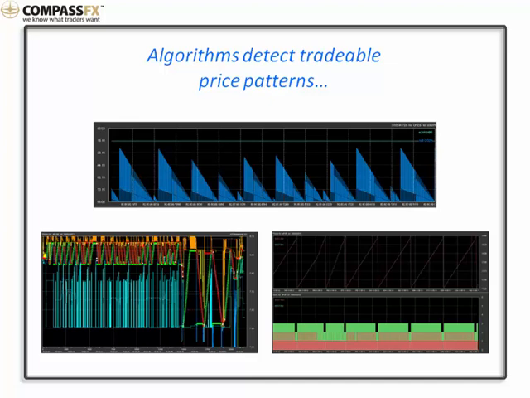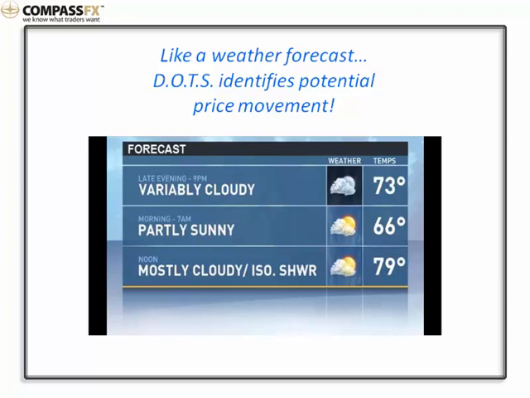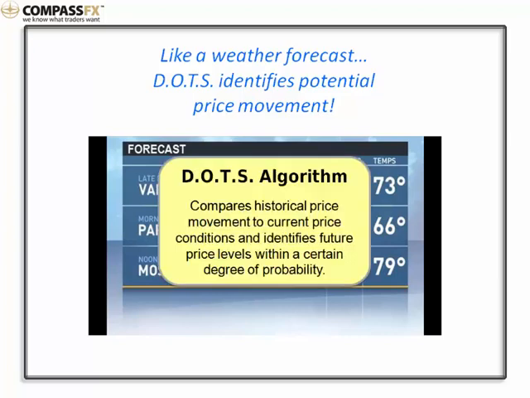It's a rather complex algorithm similar to what Wall Street has been using for years. However, the idea is simple. Compare the past to the present to determine possibly the future outcome. As a matter of fact, one can compare trading dots to that of a weather forecaster determining tomorrow's weather with a degree of probability. The weather forecaster compares historical weather patterns to current weather conditions and designs a model based on the possibility that the weather will do as it's done before given similar conditions. Like a weather forecast, the D.O.T.S algorithm compares historical price movement to current price conditions and identifies future price levels with a certain degree of probability.